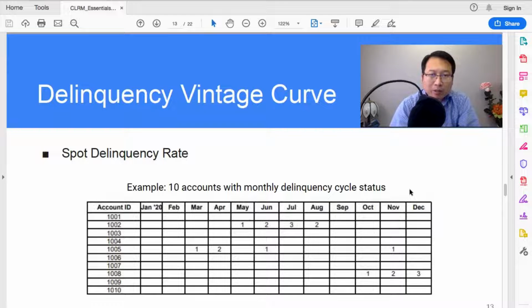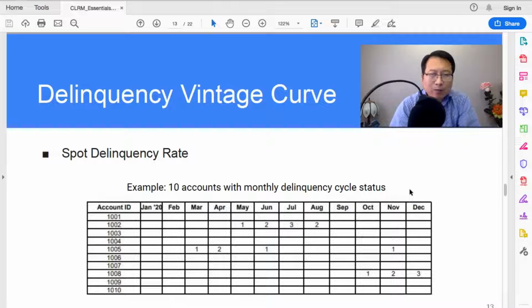You can see for most accounts, it's blank. That means for most accounts, they were current, not delinquent, as with most portfolios. We do have 3 accounts, right? So they show different delinquency behaviors in different months.